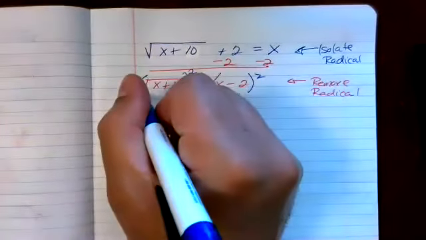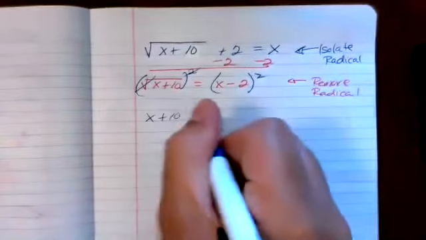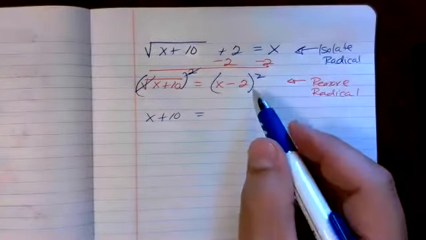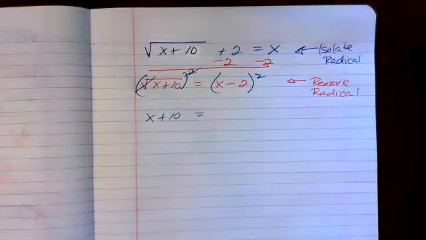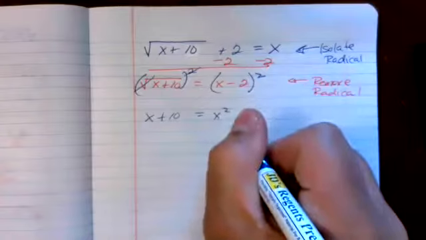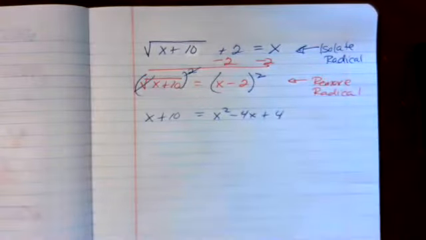So over here, my square cancels out with my square root, so I'm going to have x plus 10 is equal to, well, x plus 2 squared, it's a binomial squared, so you should be able to do it quickly. It's actually going to be x squared minus 4x plus 4.